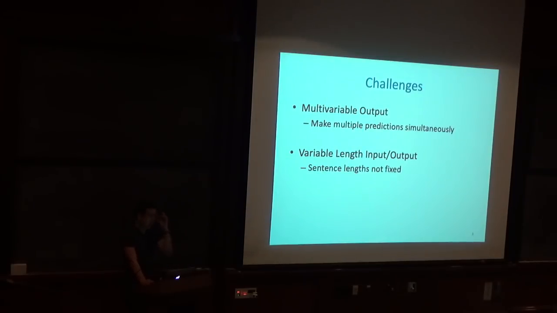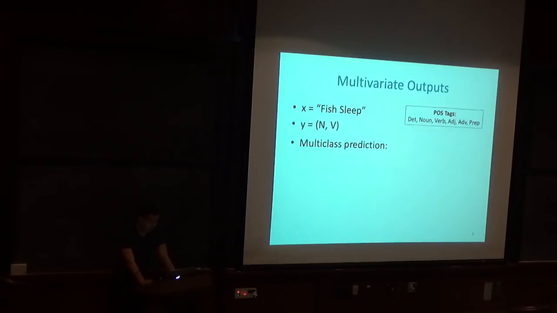I think it should probably be obvious to many of you already, but just to make it explicit, there are many challenges with this type of modeling. The multivariable, multi-length output is probably the most notable one. We need to make multiple predictions simultaneously, and the lengths of the sentences are not necessarily fixed. One idea is to say, okay, let's just treat this as multi-class prediction. So how many different classes are there?